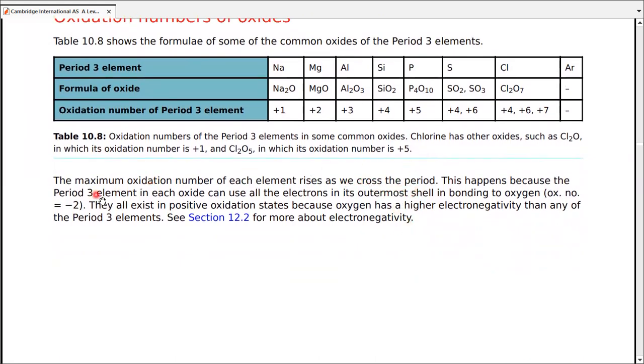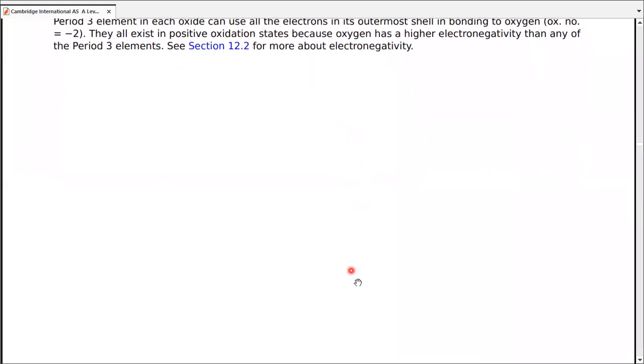It happens because period 3 elements in each oxide can use all the electrons in their outermost shell in bonding to oxygen, for which the usual oxidation number is -2. However, this number may change. Okay, they all exist in positive oxidation states because oxygen has higher electronegativity than any of the period 3 elements. You can see section 12.2 for more about electronegativity.